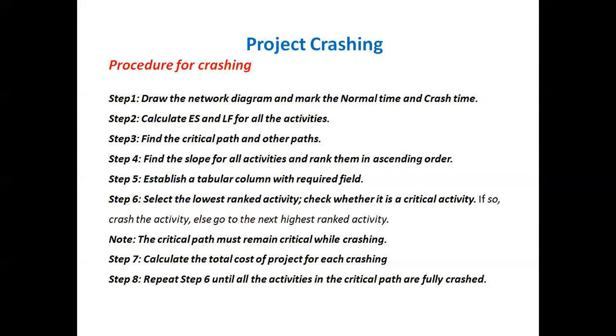After ranking the activities based on their cost slope, we search for the activity with the lowest rank. Then we see whether it is a critical activity or not. If it is a critical activity, then we go for the crashing. If it is not a critical activity, then we go for the next rank, and again check whether it is a critical activity or not. It means we crash the critical activities from lowest to highest rank.